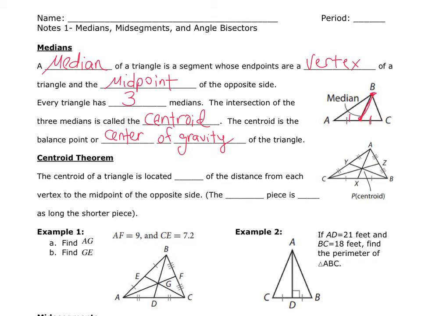So in the triangle over on the right, you can see right here that this point is called the centroid because we've got three medians and they all intersect right there at the centroid. So the centroid theorem tells us that the centroid of a triangle is located 2/3 of the distance from each vertex to the midpoint on the opposite side. So what you want to think of is there's a longer piece and there's a shorter piece. The longer piece is going to be 2 times as long as the shorter piece.